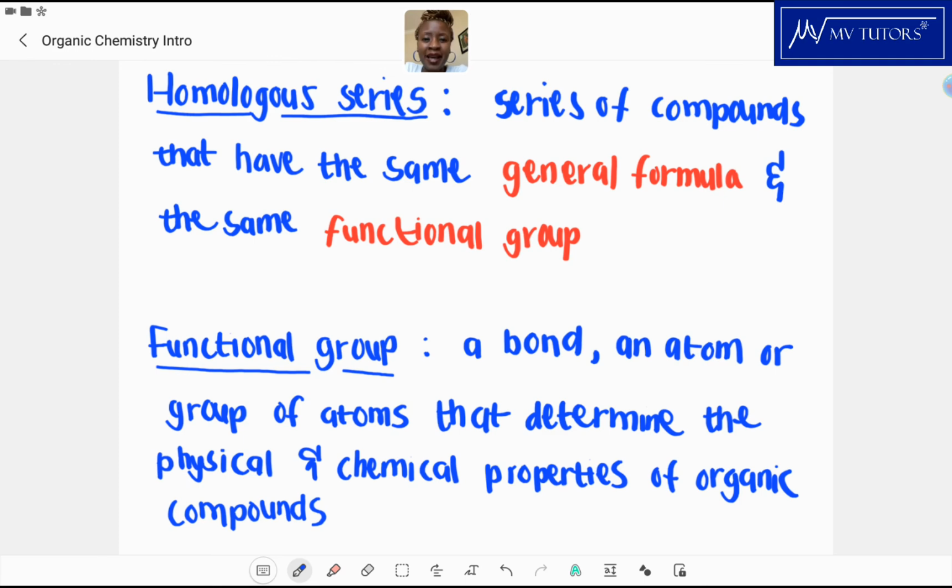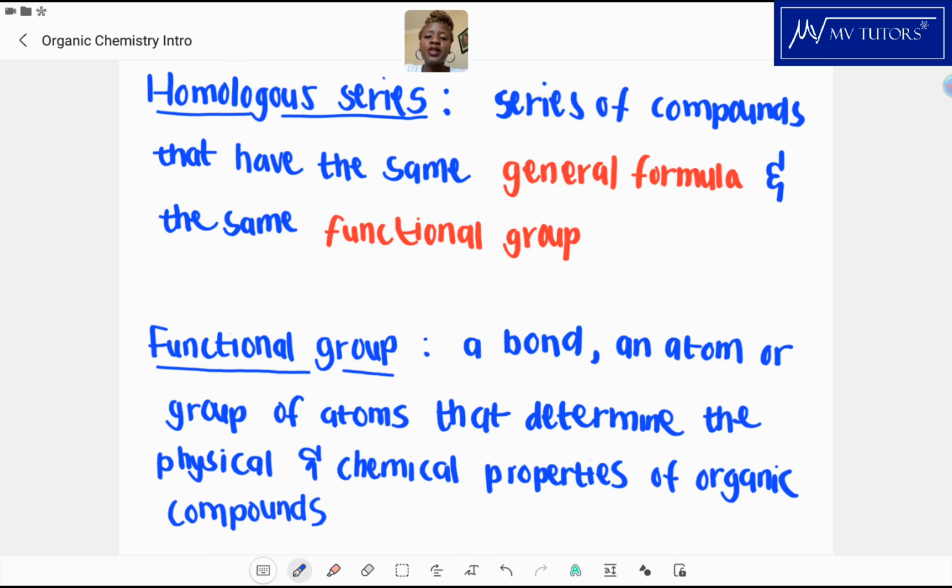Because of that, each homologous series has its own general formula. The general formula for alkanes will be CnH2n+2. The alkenes will have CnH2n, and the alkynes will have CnH2n-2. Don't worry about it for now. We'll sort it out in the next video. And yes, the same functional group.